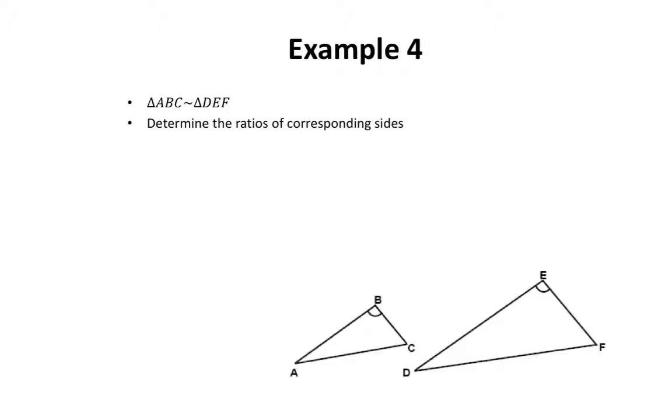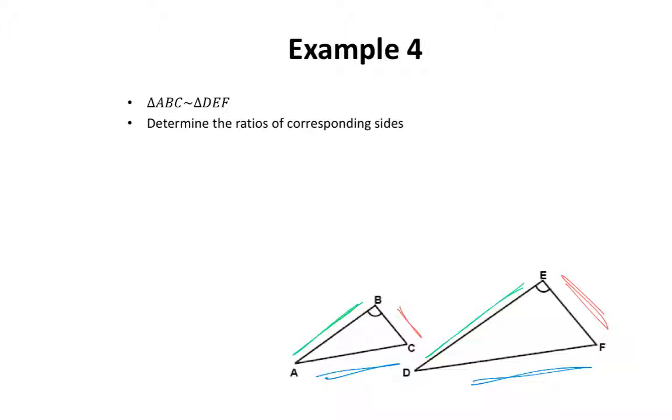In our fourth example, we are told that triangle ABC is similar to triangle DEF. We also want to determine the ratios of corresponding sides. So let's begin with any random side. Let's begin with side AB. If you take a look at the other triangle, the corresponding side is probably DE. Now let's take a look at side BC. BC probably corresponds to side EF. And last but not least, I have side AC. Side AC probably corresponds to side DF.